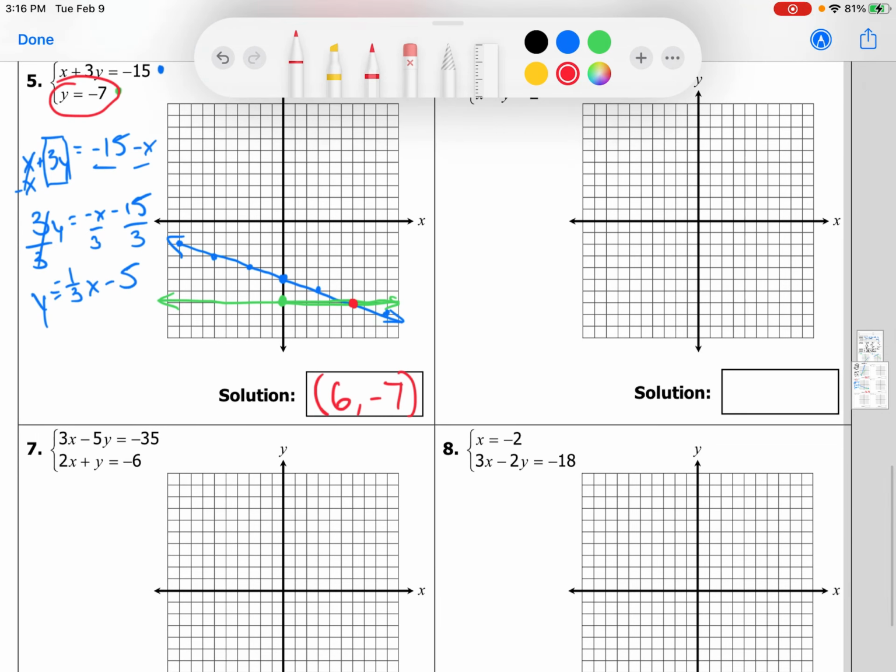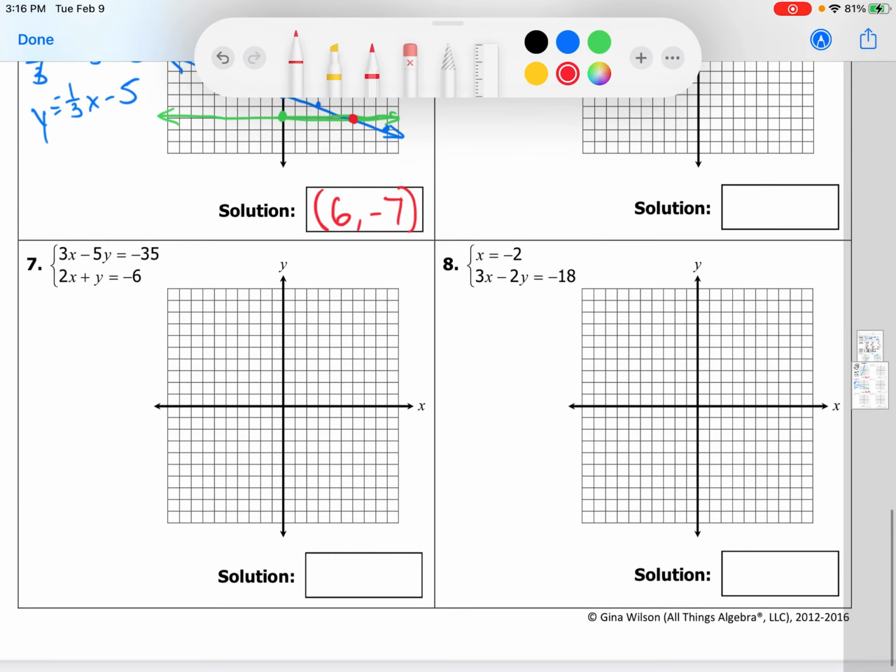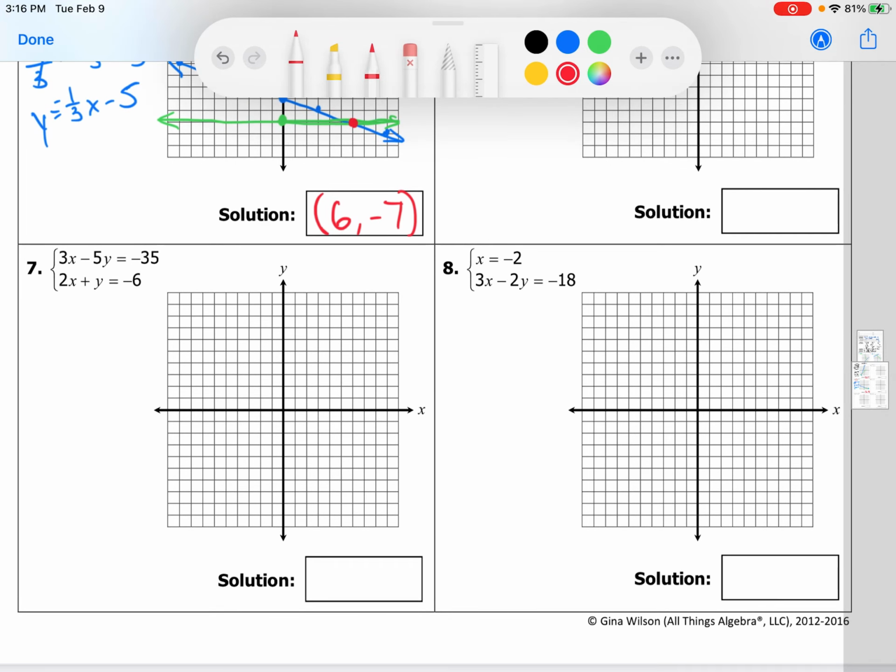So that is how you graph two linear equations and solve those linear equations.